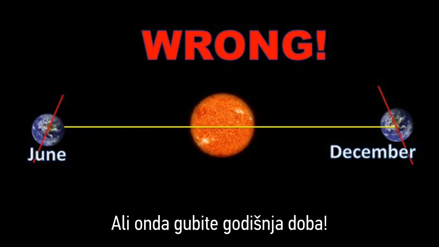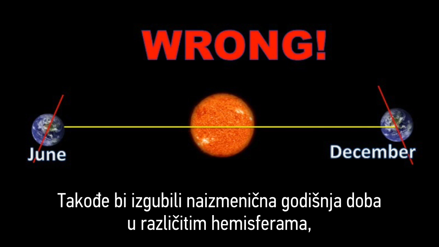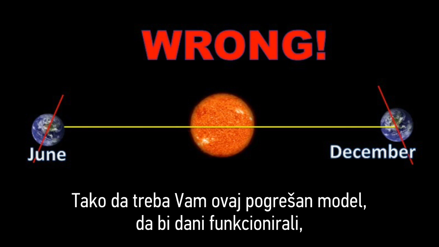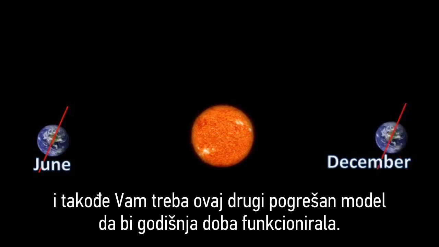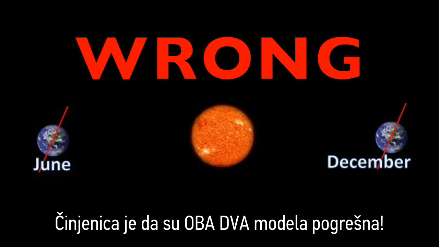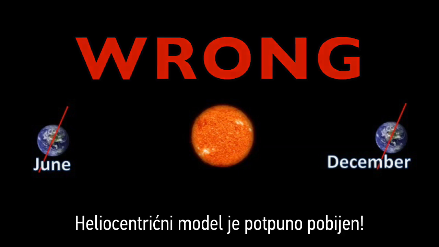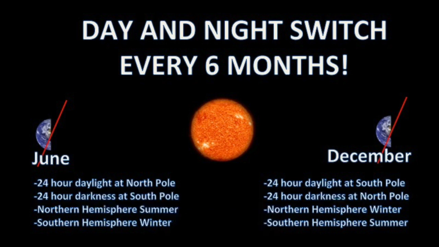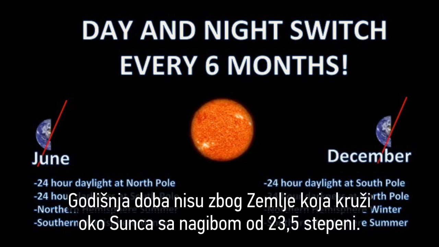But then you would lose your seasons, and you would lose the alternate seasons in the different hemispheres, and you would lose the change in daylight hours throughout the year. So you need this wrong model to make the days work, and you need this other wrong model to make the seasons work. The fact is, both of these are wrong. The heliocentric model is completely debunked by the fact that day and night do not switch every 6 months. The seasons are not created by the Earth orbiting the sun with a 23.5 degree tilt.